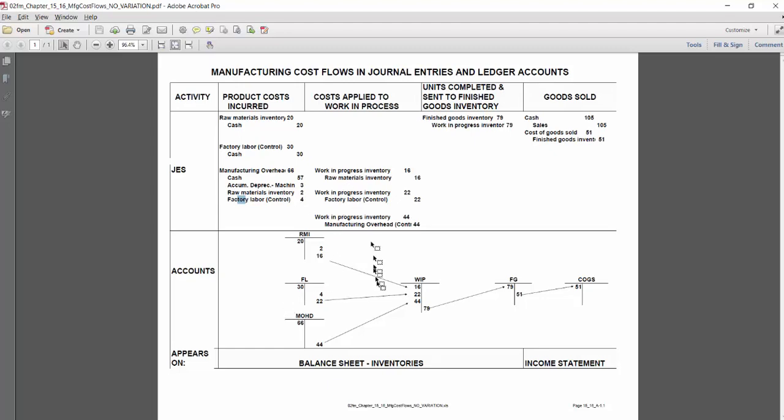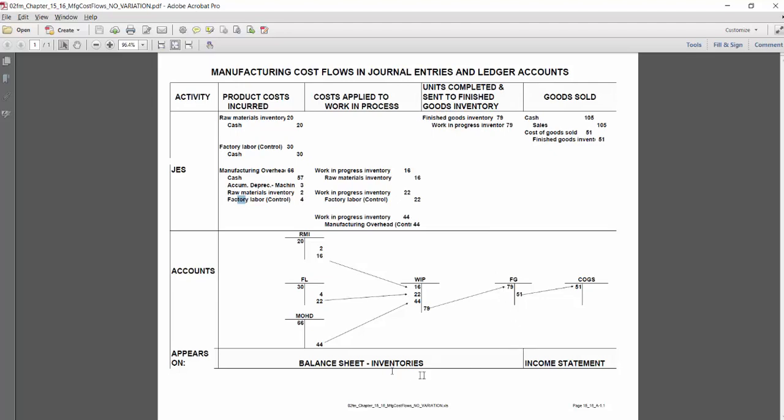Once we've accumulated all the costs inside of manufacturing overhead, we'll allocate them or apply them to work in process using something called a predetermined overhead rate. So you'll see entries to work in process for direct material, entry to work in process for direct labor, and entry to work in process for overhead applied. Those costs sit inside work in process until the item is completed. The job is completed. Then the costs leave work in process and go to finished goods inventory using a journal entry like this. They sit in finished goods inventory until we actually sell the product.